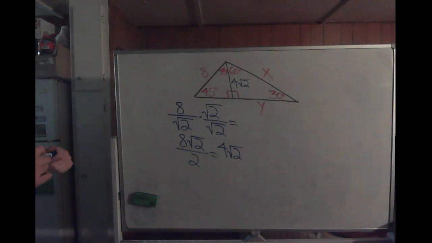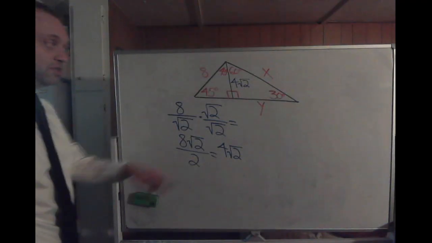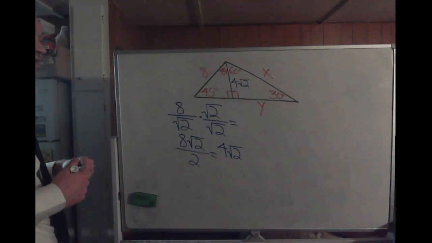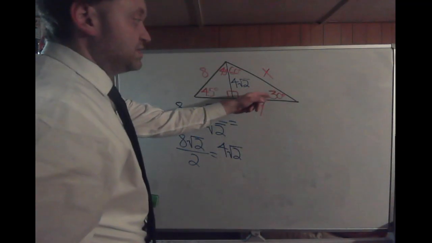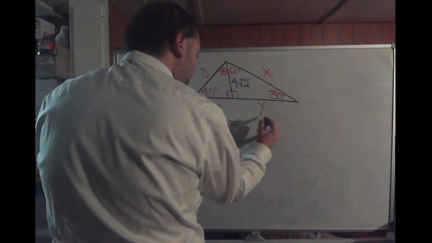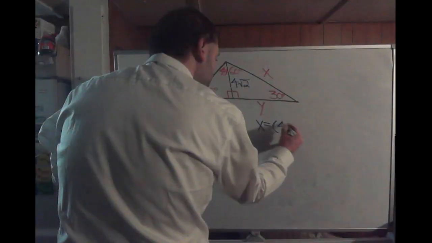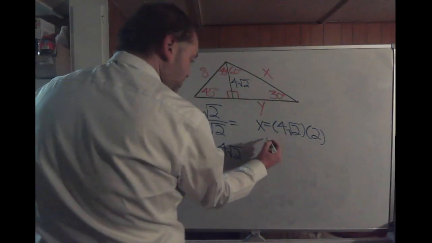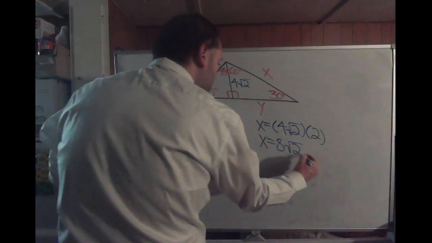Alright, so now we know a critical piece of information here that's going to help us solve for x and y. Let's go in alphabetical order. Let's go for x first. Since that 4 times the square root of 2 is your shorter leg, since it's across from a 30-degree angle, that means x, being the length of your hypotenuse, is equal to the length of that shorter leg, 4 times the square root of 2, times 2. Which means x, being your hypotenuse, would have a length of 8 times the square root of 2.